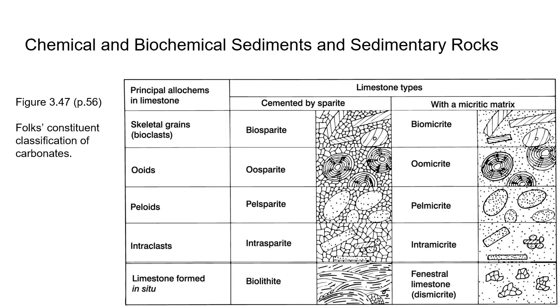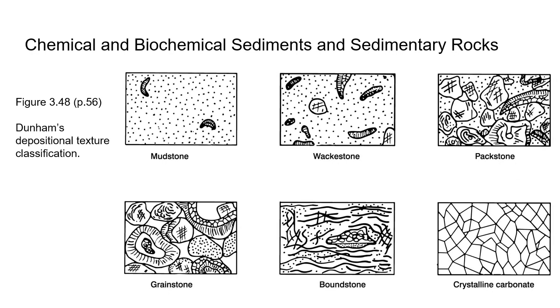So the Folk system deals more with what kind of allochems we have and what's holding them together. Alternatively, the Dunham system is based more on overall textural classification. We can still have some crossover with what type of materials are within, but this deals a little bit more with whether we're looking at a packstone, which is lots and lots of materials crammed together with a relatively smaller amount of cement or matrix.